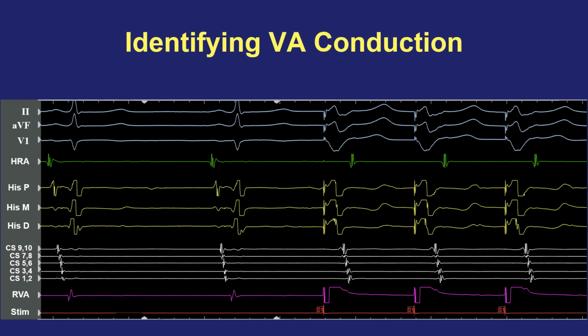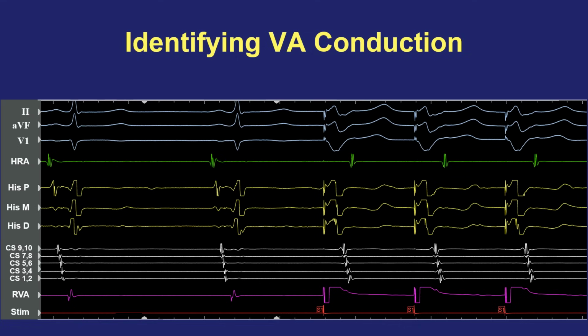So let's get right into this question of VA conduction, whether it is present and how the atria are activated. When you're faced with intracardiac recordings like this, my recommendation is that the first thing you should look at is the surface EKG leads to figure out what's going on and then move to the intracardiac electrogram part of the tracing. The surface EKG leads are usually at the top of the screen. In this case, we have leads 2, AVF and V1 displayed.